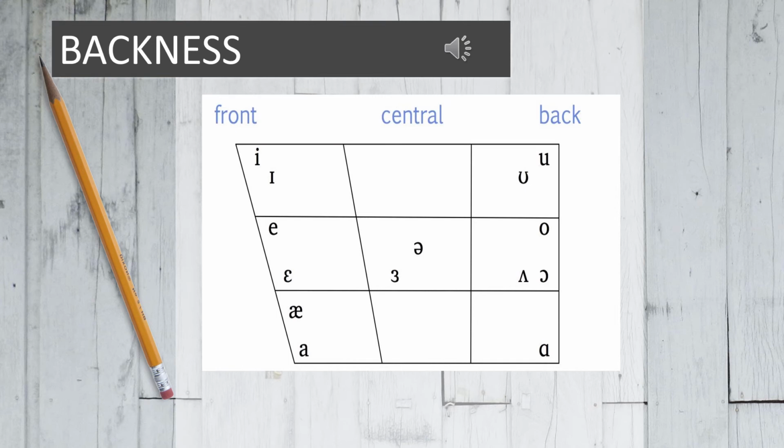A central vowel is any in a class of vowel sounds used in some spoken languages. The defining characteristic of a central vowel is that the tongue is positioned halfway between a front vowel and a back vowel. Examples of words are about and shirt.